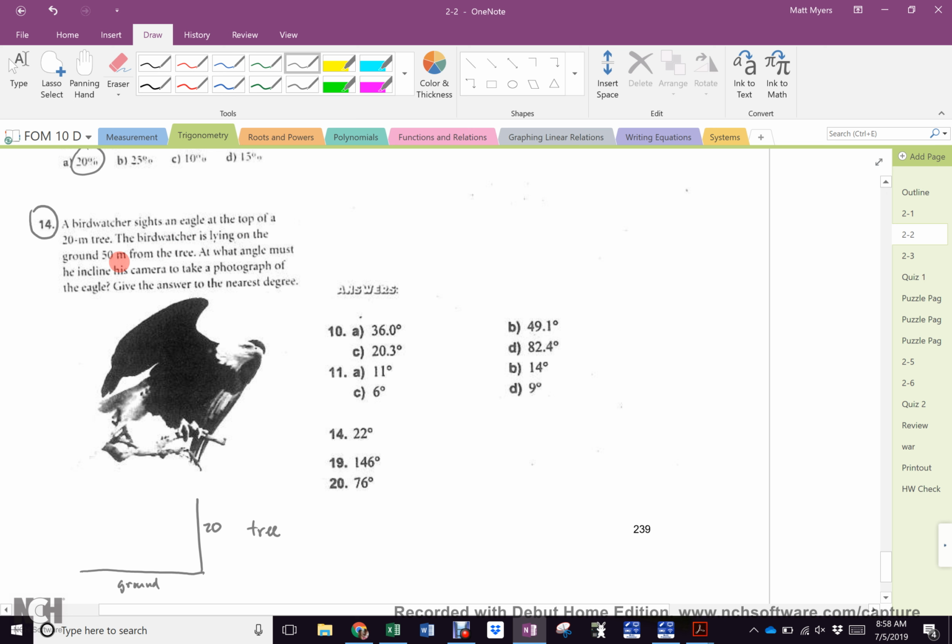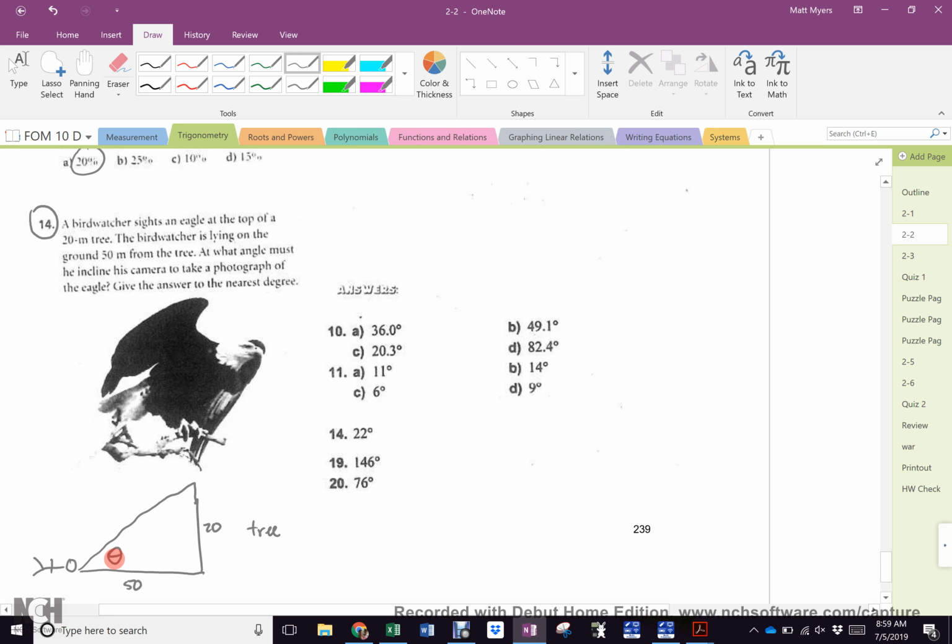The bird watcher is lying on the ground 50 meters away from the tree. Well, here's the bird watcher. Oh, except he's lying on the ground. 50 meters away. So what number goes down here? 50. I want to know how far I've got to tip my camera up. Because if I'm lying on the ground, my camera's looking straight this way, isn't it? But I don't want to look this way. I want to look up at this eagle. So I've got to bring my angle up.